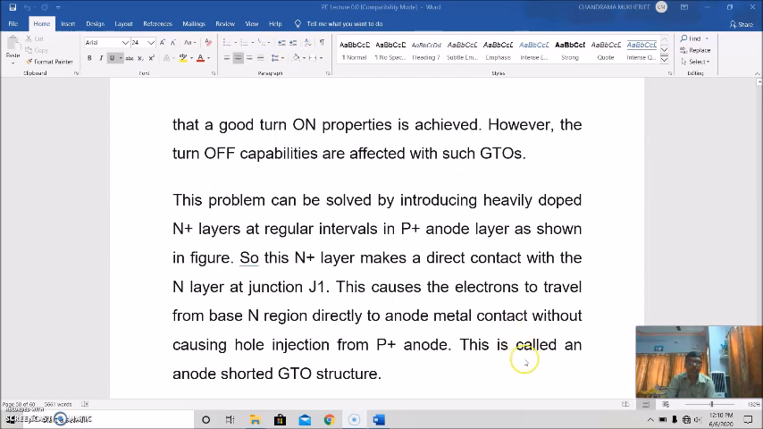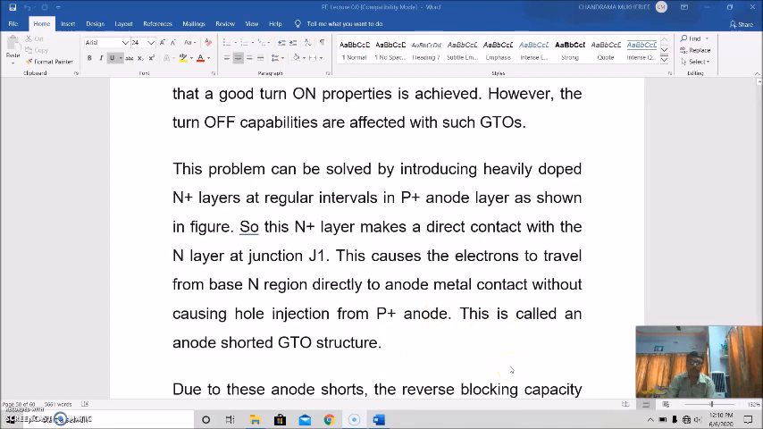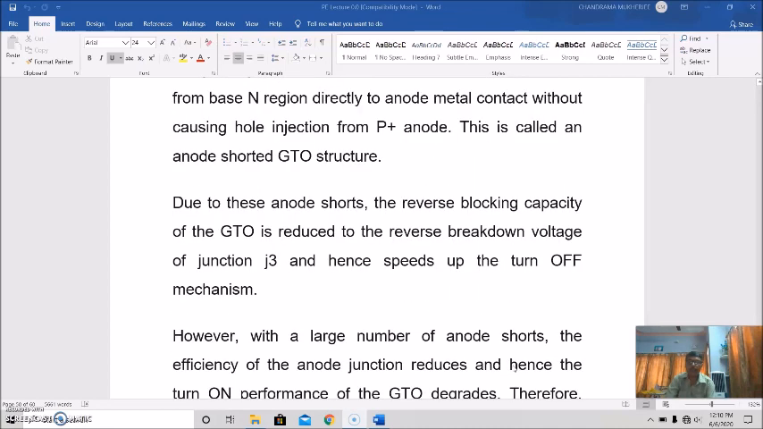So the N+ layer makes a direct contact with the N layer at junction J1, as we have seen in the figure. This causes the electron to travel from the base N region directly to the anode metal contact without causing hole injection from the P+ anode. This is called an anode shorted GTO structure. Due to these anode shorts, the reverse blocking capability of the GTO is reduced to the reverse breakdown voltage of junction J3, and it speeds up the turn-off mechanism.